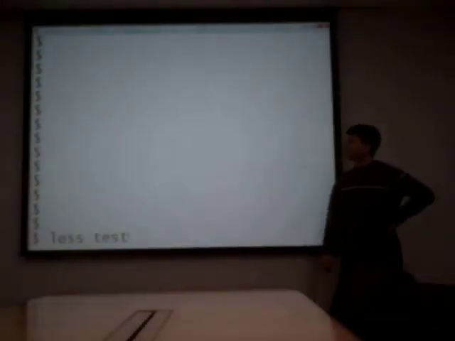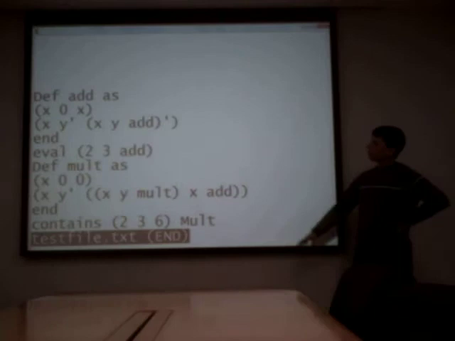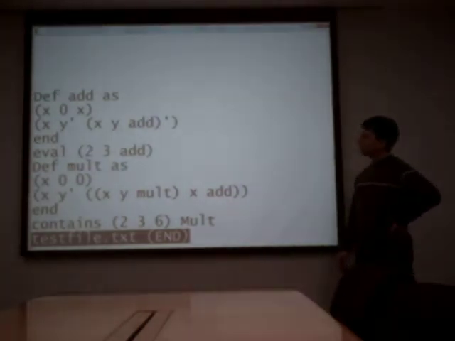So now we're going to show our system in action. Here is a piece of PRALine code that implements addition and multiplication.